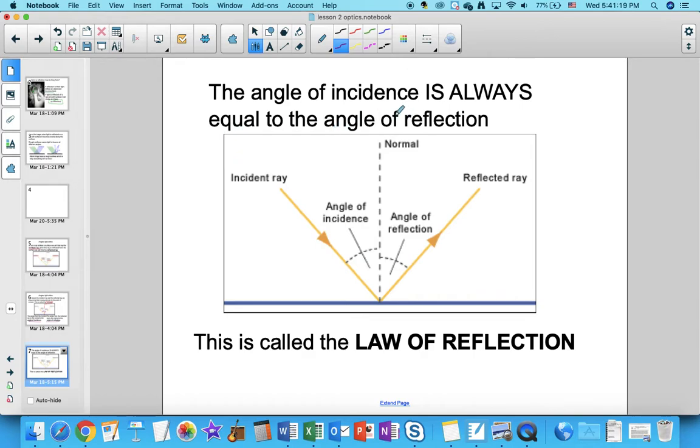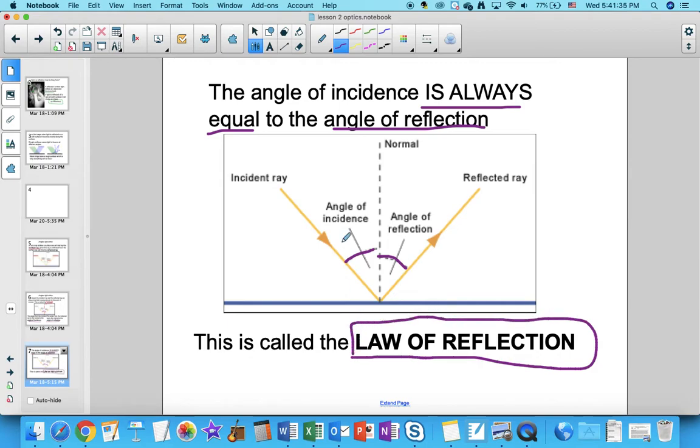The angle of incidence, this original angle here, is always equal to the angle of reflection. This is called the law of reflection. So if you know the angle of incidence, you automatically know the angle of reflection. The angle of incidence and the angle of reflection are always the same, and this is called the law of reflection. So if I asked, what is the law of reflection? You would say the angle of incidence is equal to the angle of reflection.